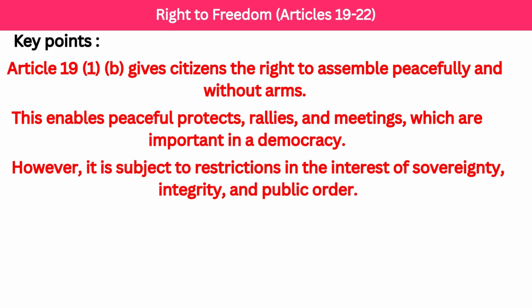Key points. Article 19 Clause 1b gives citizens the right to assemble peacefully and without arms. This enables peaceful protests, rallies and meetings, which are important in a democracy. However, it is subject to restrictions in the interest of sovereignty, integrity and public order.